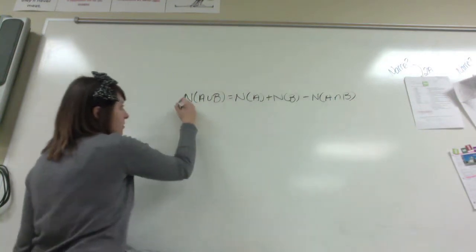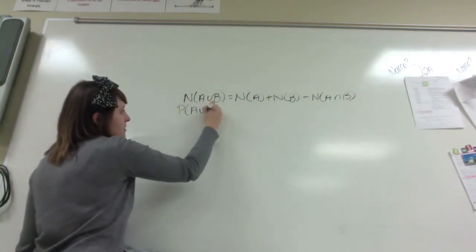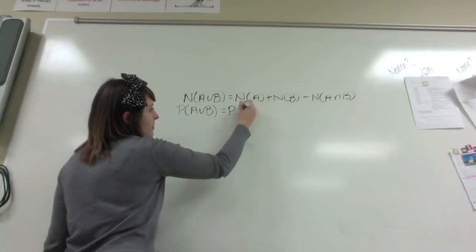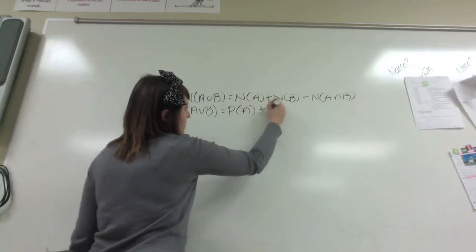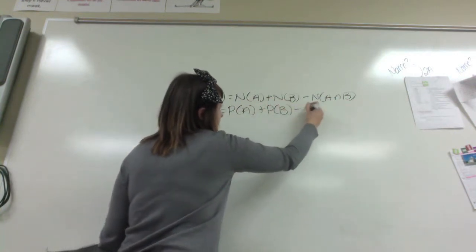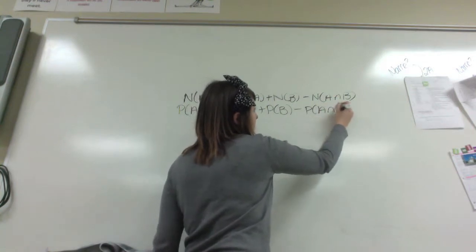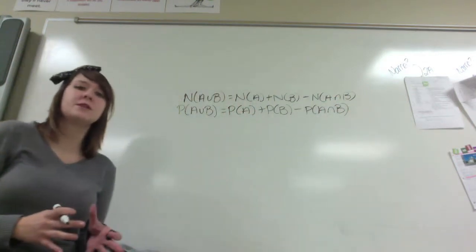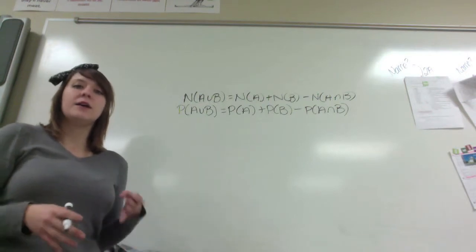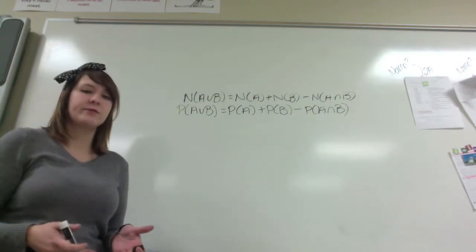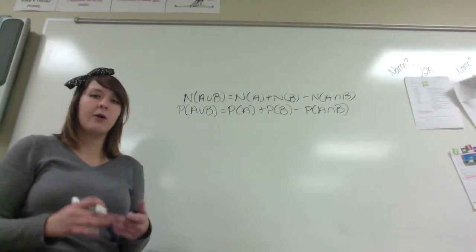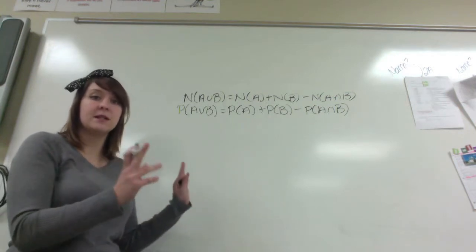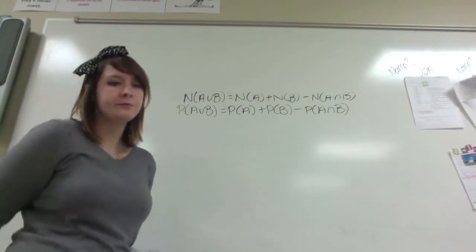We can also say that the probability of A union B is equal to the probability of A plus the probability of B minus the probability of the intersection of A and B. Okay, so these are the formulas that you can use no matter what. You don't have to have mutually exclusive sets for these to work. They work all the time. So these are the ones that I would use if I were you.